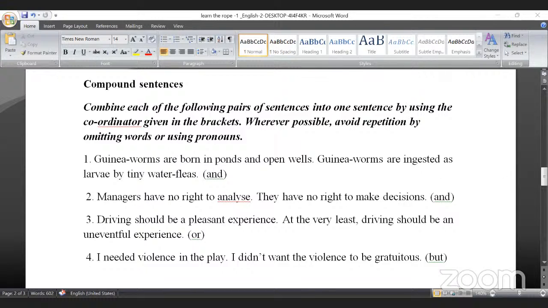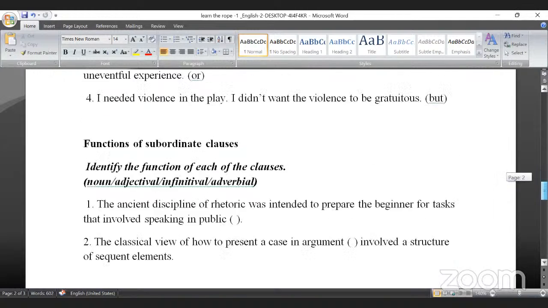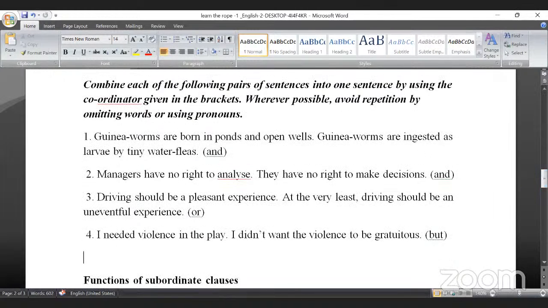All right. So okay, we go straight to functions of subordinate clauses. This one you can check, this document is already uploaded. Please go through this part. This is an exercise in combining sentences using a coordinator. This is easy. You can check it. The only thing you need to keep in mind is what they've said: wherever possible, avoid repetition by omitting words or using pronouns.